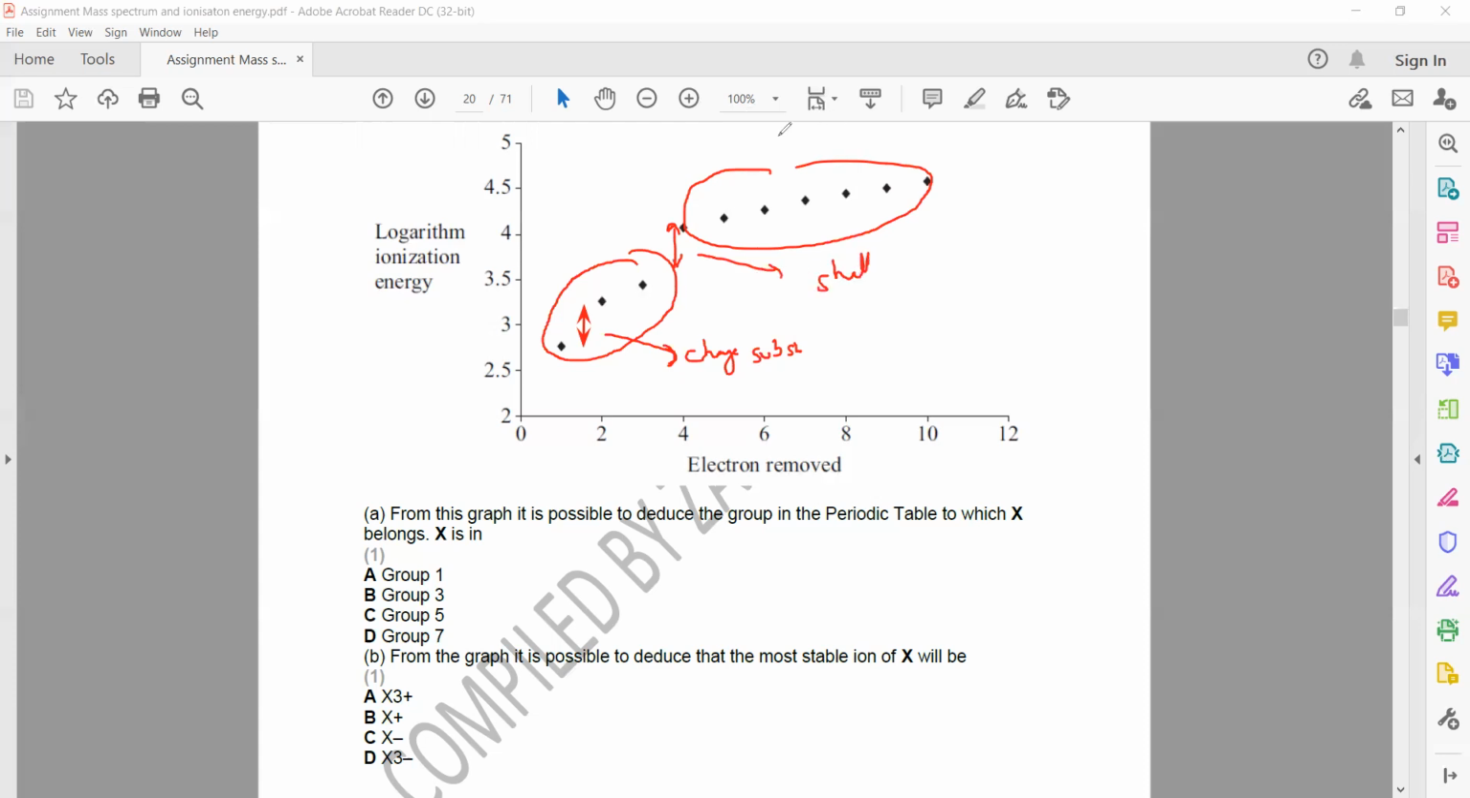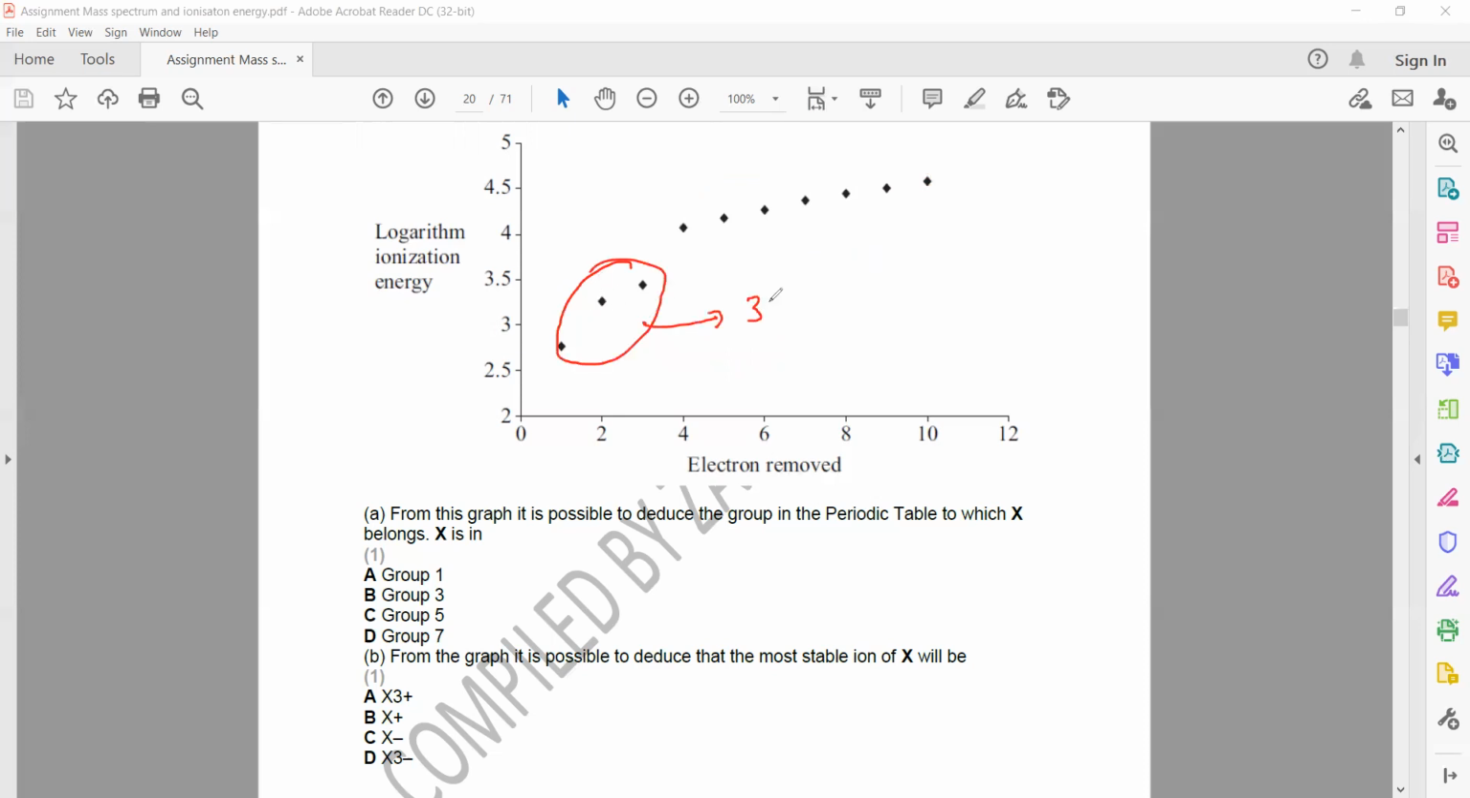So how many electrons are there in the last shell? We can identify there are three electrons in the last shell. So if there are three electrons in the last shell, which group does this element belong to? It belongs to group 3. And from the graph, it is possible to deduce the most stable ion. If the element belongs to group 3, it tends to lose 3 electrons. So what will be the charge? It will be 3 plus. So A will be the right answer. Is it clear?